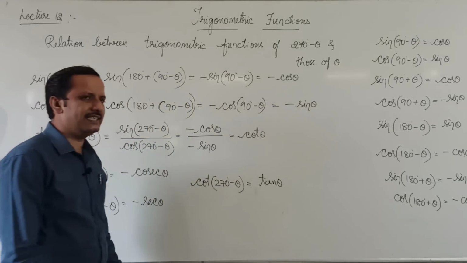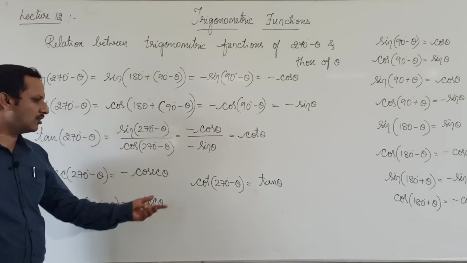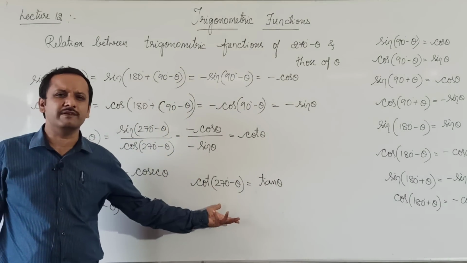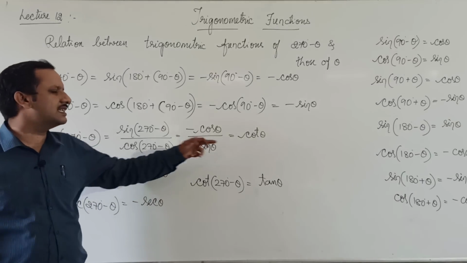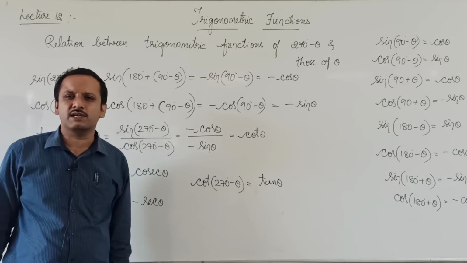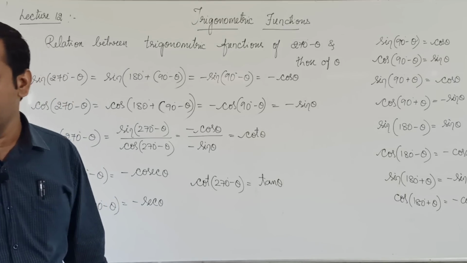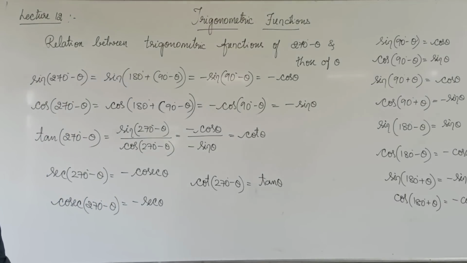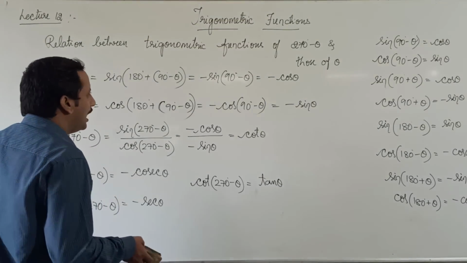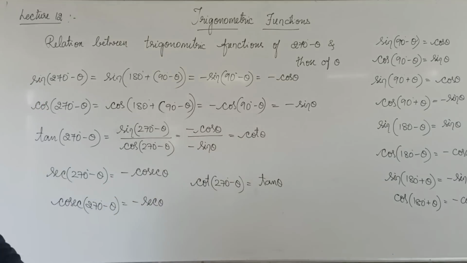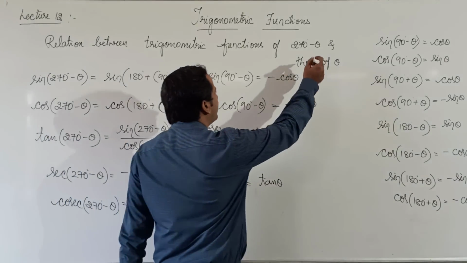Cot 270 minus theta is equal to 1 by tan 270 minus theta. Tan 270 minus theta is equal to cot theta. So 1 by cot theta is equal to tan theta. Okay, this formula you should know. Proof is not all that necessary, but the formula you should remember. How to remember all these formulas, for that also I will explain after this.